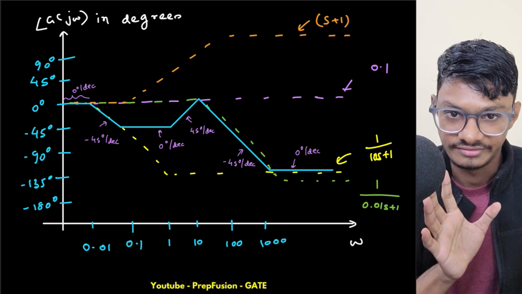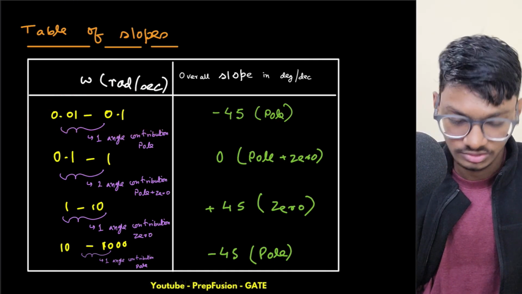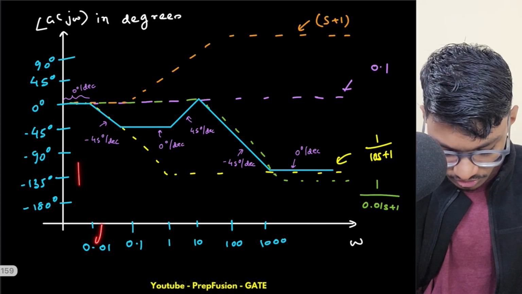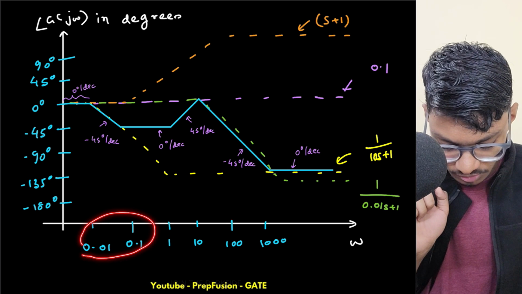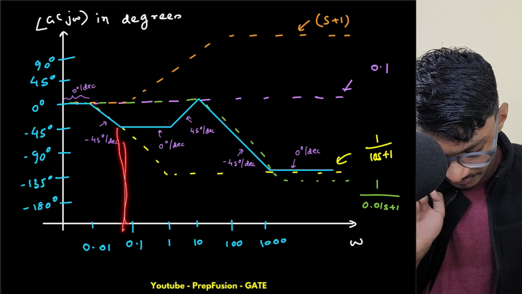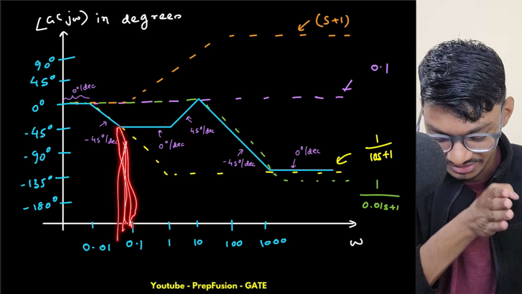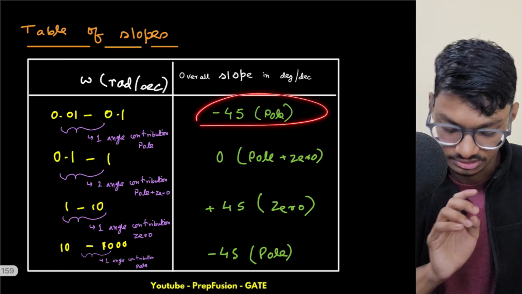Now let's cross verify it. Let's cross verify what I was talking about. Like before 0.001 my slope is 0, nothing is changing. So before 0.001 my slope is 0 degree per decade. Good. Now between 0.01 to 0.1 my slope is what? Minus 45 degree per decade. Even though it's not exactly in axis symmetry, just understand that between 0.01 to 0.1 this is minus 45.